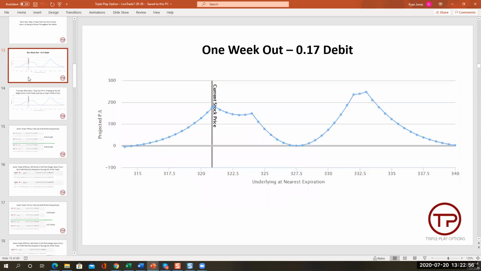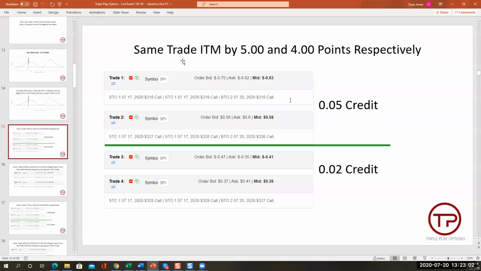I'm showing a loss of about $20. What I'm giving you here is the exact same trade combination. Trade 1 and trade 2 are 5 points out of the money, and trade 3 and trade 4 are 4 points, excuse me, in the money. Same thing, only one day out.